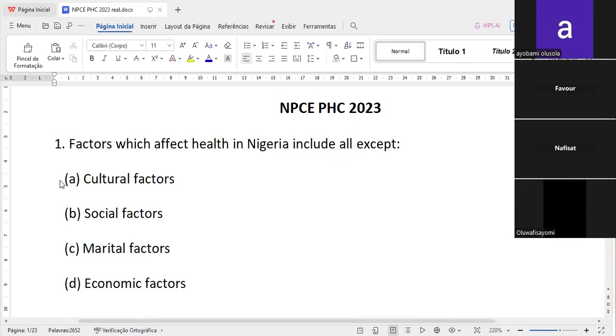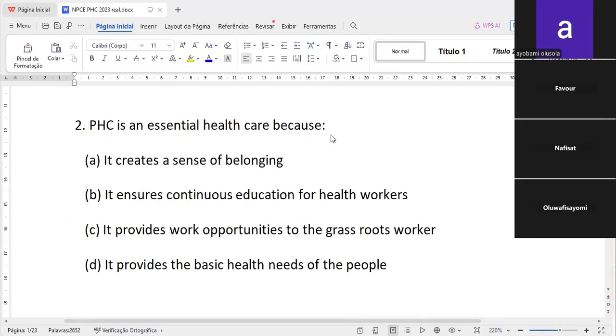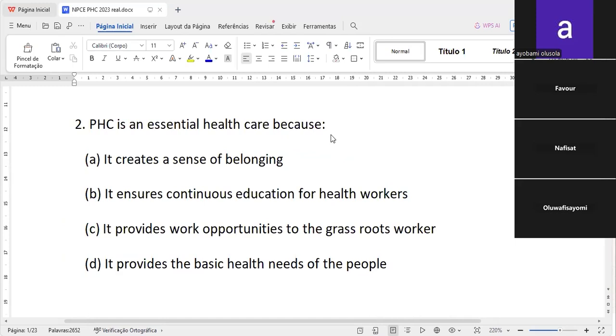Okay, question one. Factors which affect health in Nigeria include all except marital factors. Correct. PHC is an essential healthcare because it provides the basic needs of the people. It provides the basic health needs of the people.